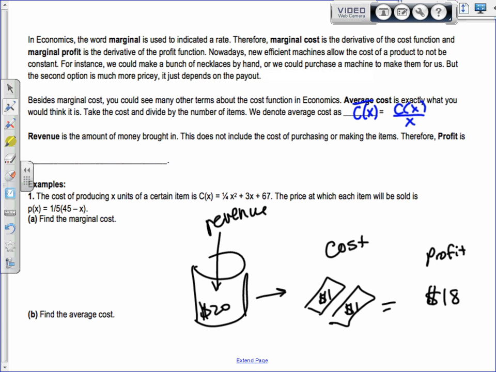Okay, so that's your relationship. Your profit is going to be how much you brought in at the end of the day minus how much you spent on it. So revenue minus cost. So profit is revenue minus the cost.